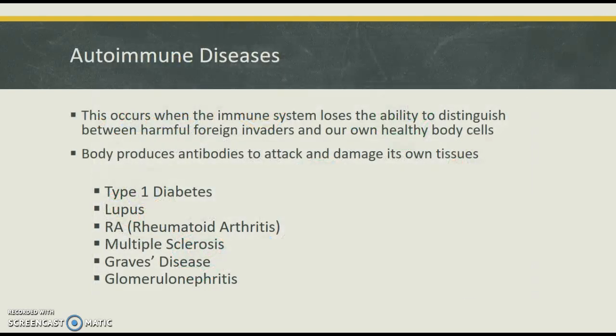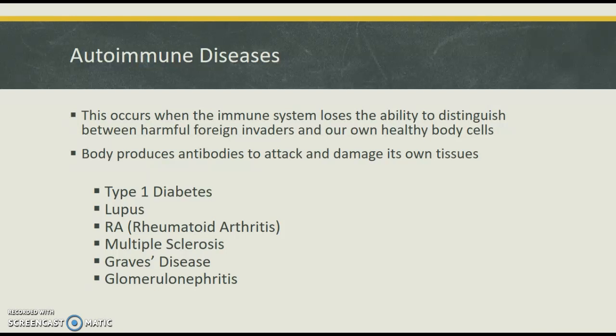Next, we're going to talk about autoimmune diseases. An autoimmune disease is when your cells attack your own tissues. So basically your immune cells are attacking your own tissues. An example of this is type 1 diabetes. This is where your cells actually attack a certain type of cell in your pancreas that makes insulin. Lupus, rheumatoid arthritis, which basically attacks your joints. MS, which we've studied in the nervous system, is going to basically degrade the myelin sheath. Graves' disease, and then glomerular nephritis, which is a kidney disease.